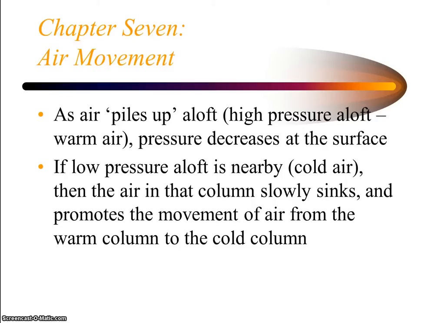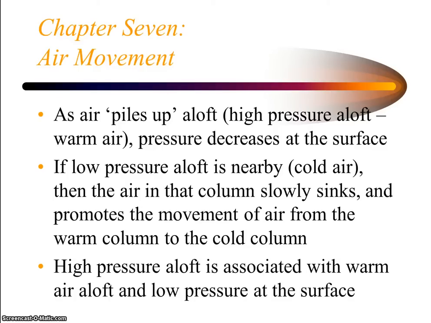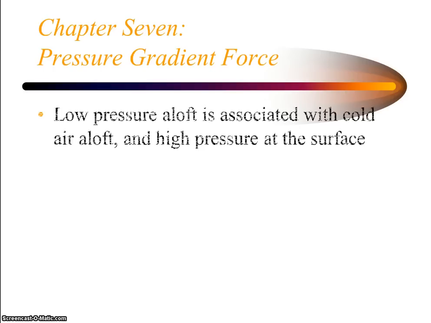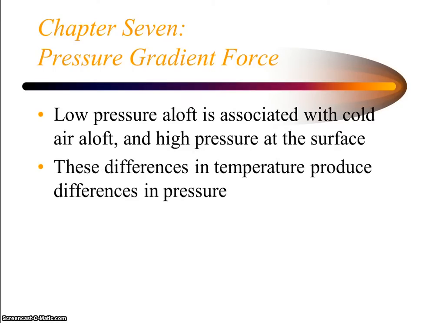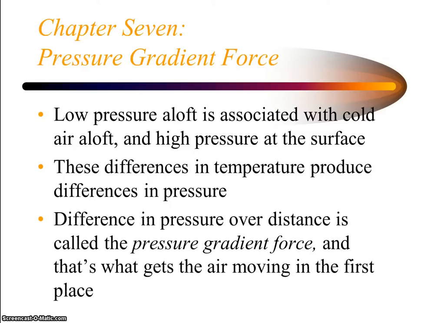Heat energy moves from areas where temperatures are warm to areas where temperatures are cold. High pressure aloft is associated with warm air aloft and low pressure at the surface. Low pressure aloft is associated with cold air aloft, and high pressure at the surface. These differences in temperature produce differences in pressure. The difference in pressure over distance is called the pressure gradient force. And that's what gets the air down here on the surface of the earth moving in the first place.